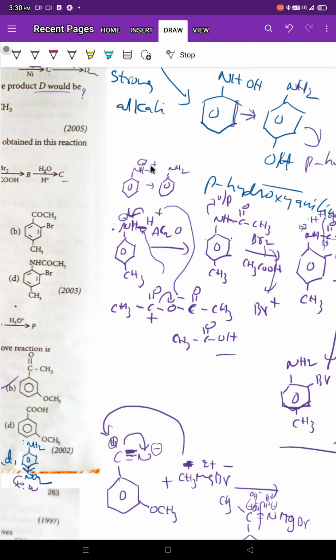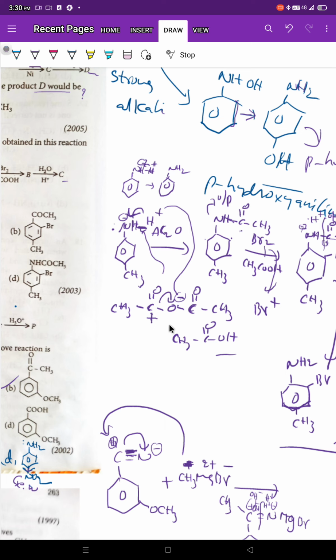Nitrogen is more electronegative than hydrogen, so the electron pair moves towards it. Then you can get it like this. This H plus is attached with this minus. This one goes to attach with this one, and this plus gets attached with the NH. Then you can get the product like this.